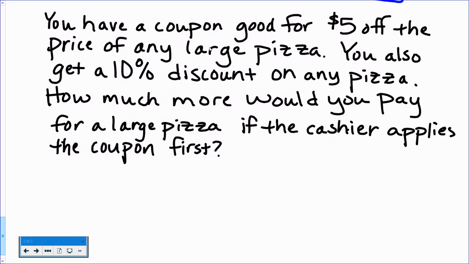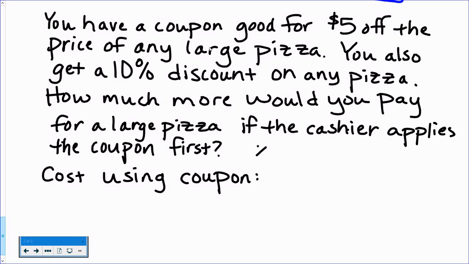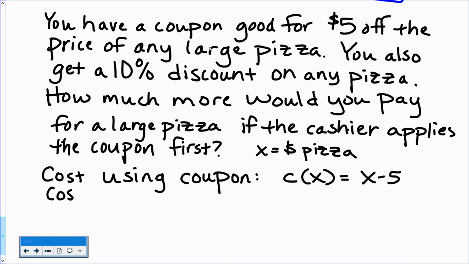All right, so here's what we're going to do. We are going to create equations here. So we're going to create an equation for the cost using the coupon. All right, and let's say we'll use X as the price of our pizza. So I'm going to use C for cost. My input is X for the price of my pizza. So whatever the pizza's price is, my coupon's $5 off. Okay, cost using a discount.